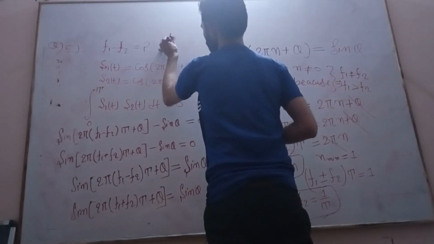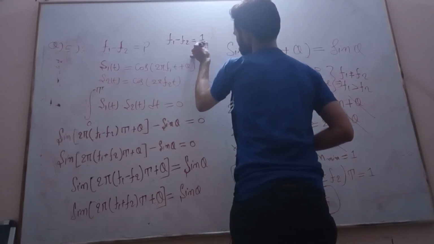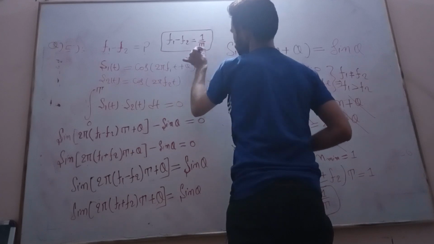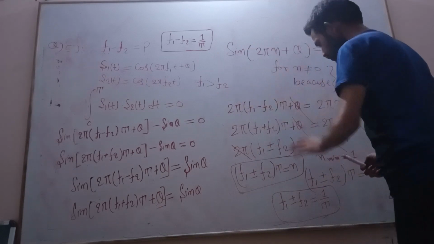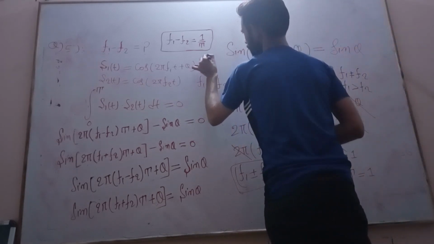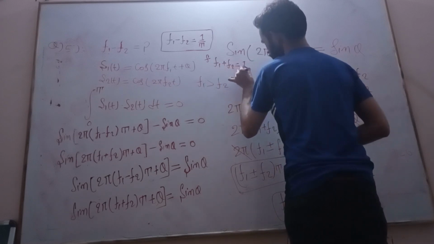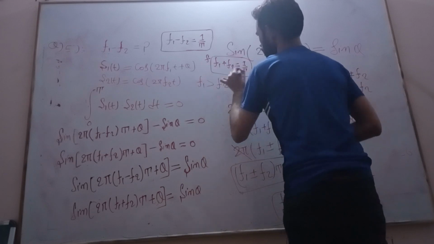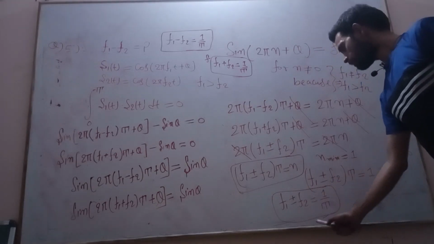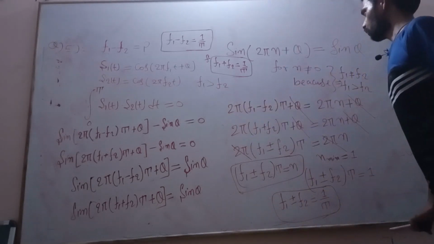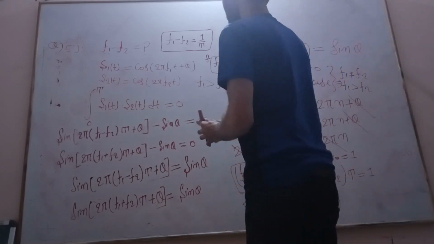Final answer is F1 minus F2 is equal to 1 by t. So the separation between these two frequencies must be equal to 1 by t. And also F1 plus F2 must also be equal to 1 by 2. Both the sum and difference must satisfy this condition. So this is the answer for this.